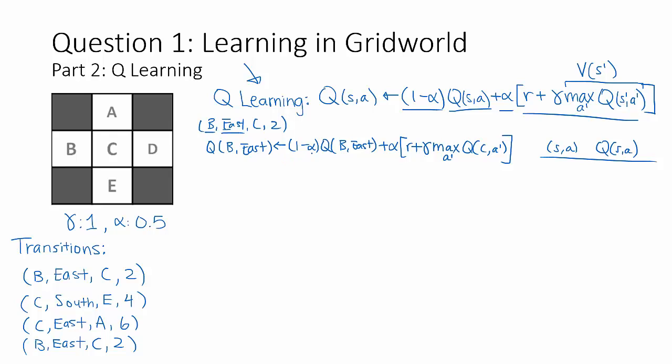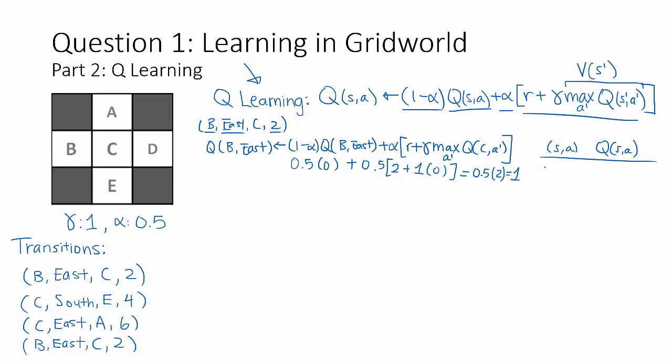Plugging in values, 1 minus alpha is 0.5. Q of B east, well, B east is not in our table, so it's currently 0. Plus alpha, that's 0.5. The reward is 2, so 2 here. Gamma is 1. And then we need to take a max over all possible actions of the Q states that begin with C. Well, we don't have any values in our table here, so this is definitely going to be 0. Simplifying this, we have 0.5 times 2, which is equal to 1. And so we set the value for Q of B east to be 1.